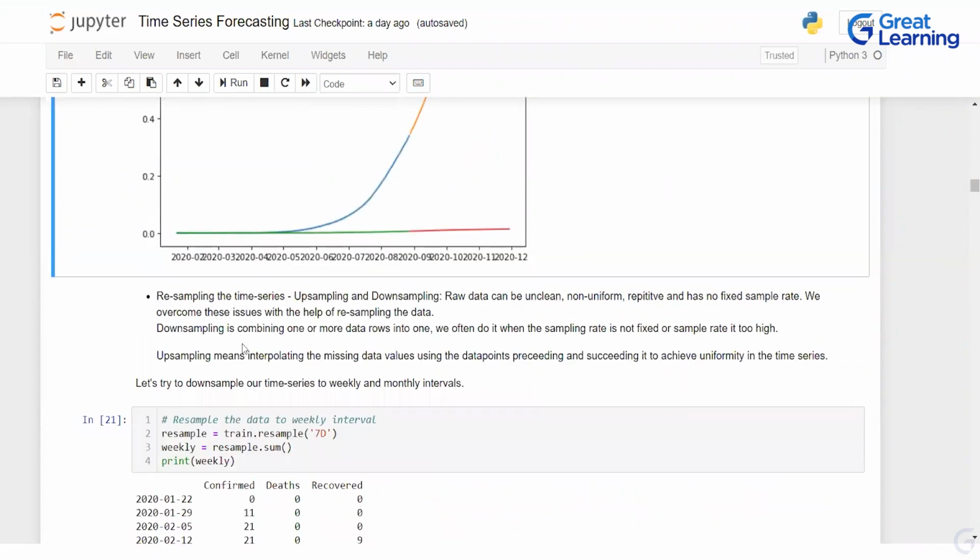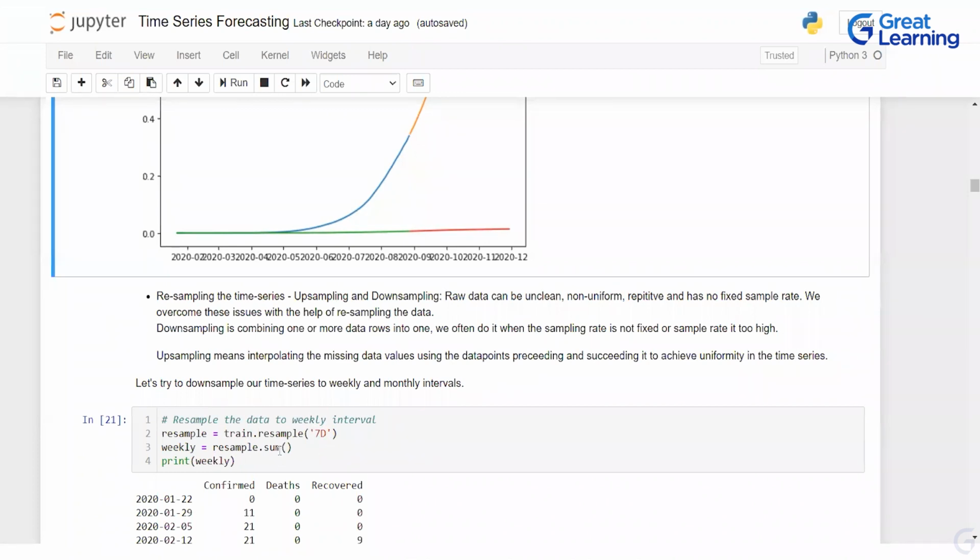So now I was talking about resampling. Resampling could be of two types: upsampling and downsampling. Upsampling, what does it mean? Like I have daily data, I can combine it on a weekly basis. I can make it weekly data, or I can make it monthly data. That's what I'm doing. Resampling is equal to train.resample 7D, where 7D means 7 days, weekly.